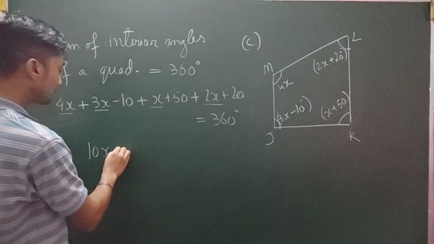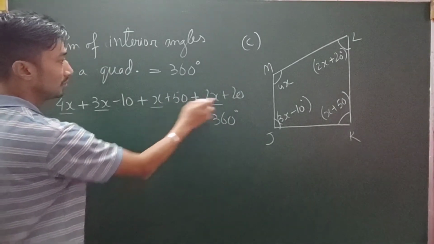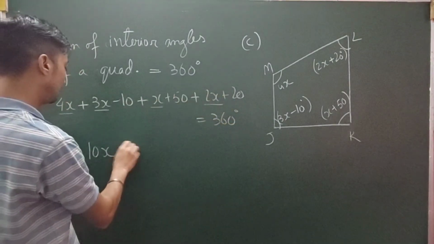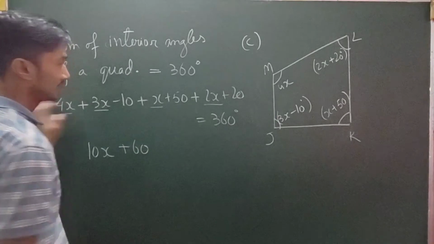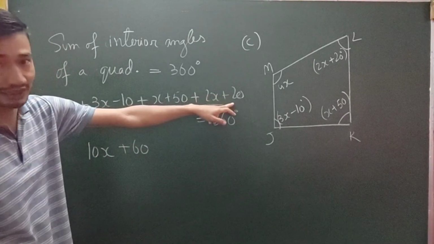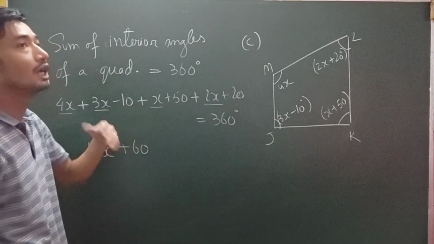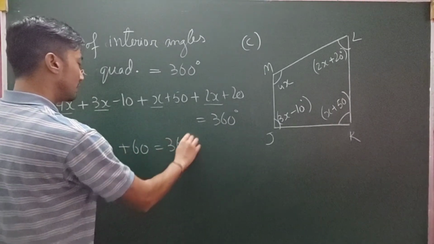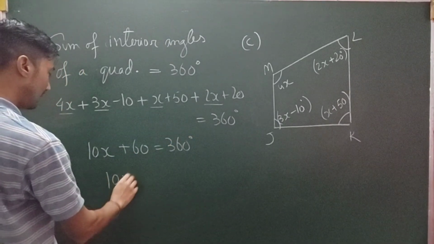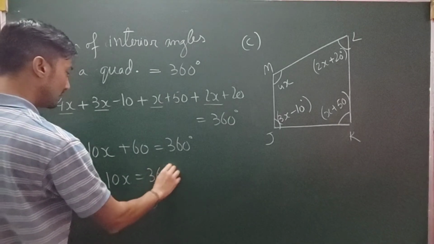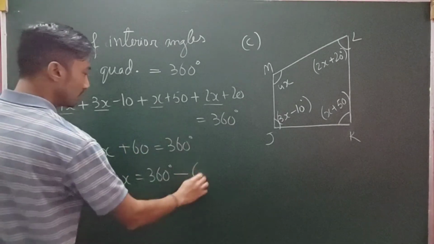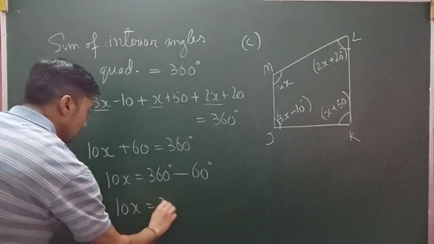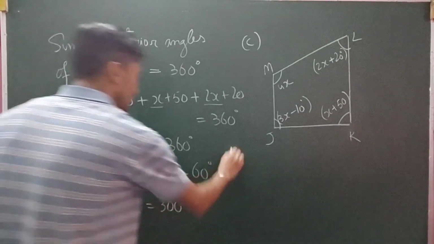This one, 50 plus 20 is 70. 70 minus 10 is 60, plus 60, because 70 is bigger. This is equal to 360 degrees. So that is 10x equal to 360 degrees minus 60 degrees, which goes to the other side. So that is 10x equal to 300 degrees.